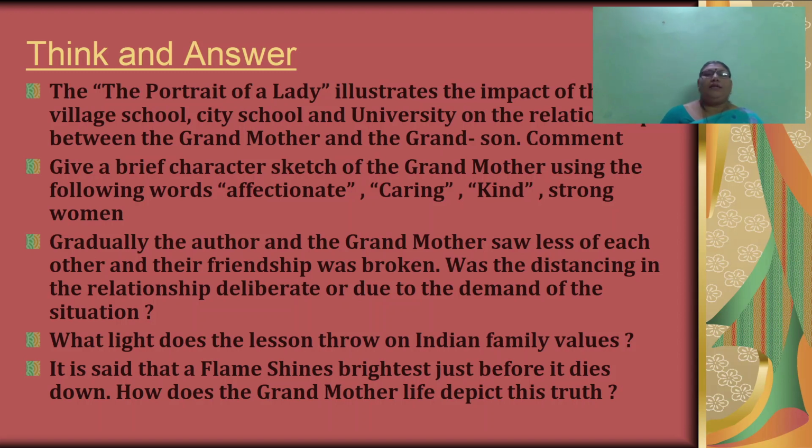Gradually, the author and the grandmother saw less of each other and their friendship was broken. Was the distancing in their relationship deliberate or due to the demand of the situation? What light does the lesson throw on Indian family values? It is said that a flame shines brightest just before it dies down. How does the grandmother's life depict this truth?